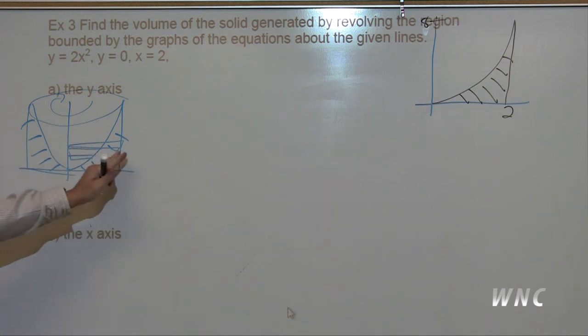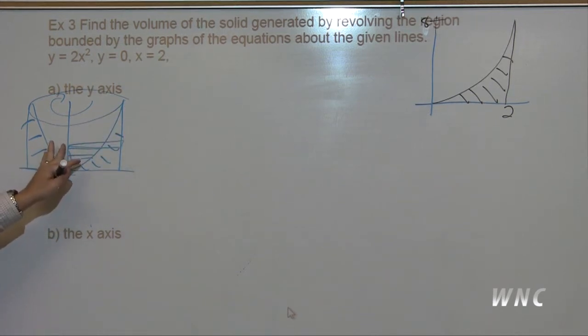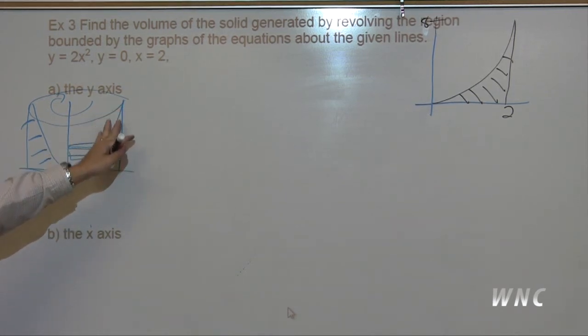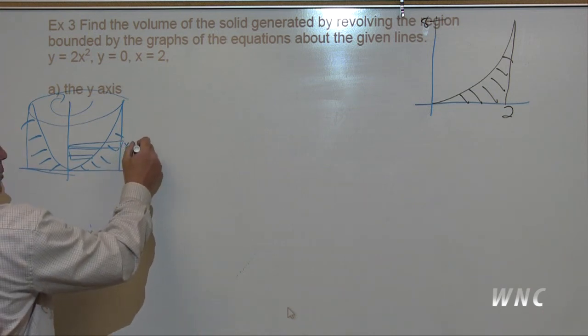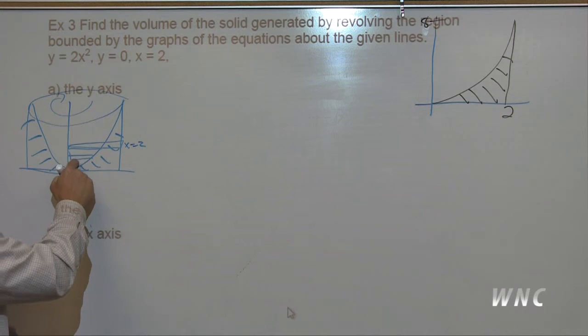So in this one, the outer radius, a lot of people get this one wrong. The outer radius is the distance from the pole to the outside here. That's just the line x equals 2. So that would be x equals 2. In here, what's this one? That's going to be a little more work.